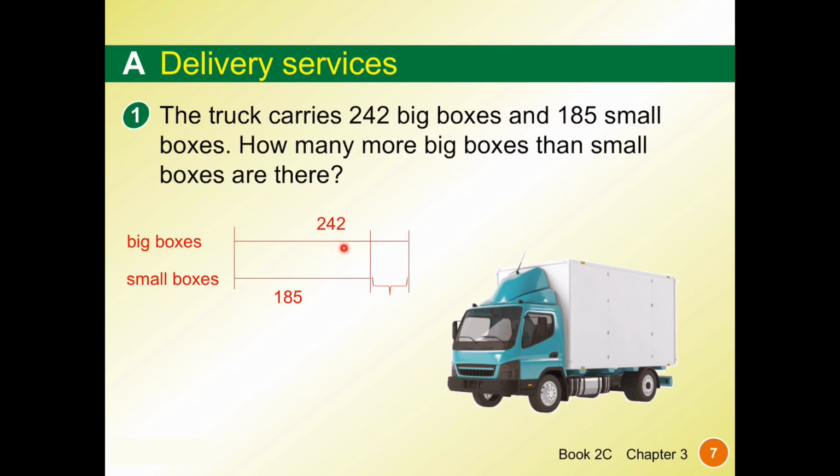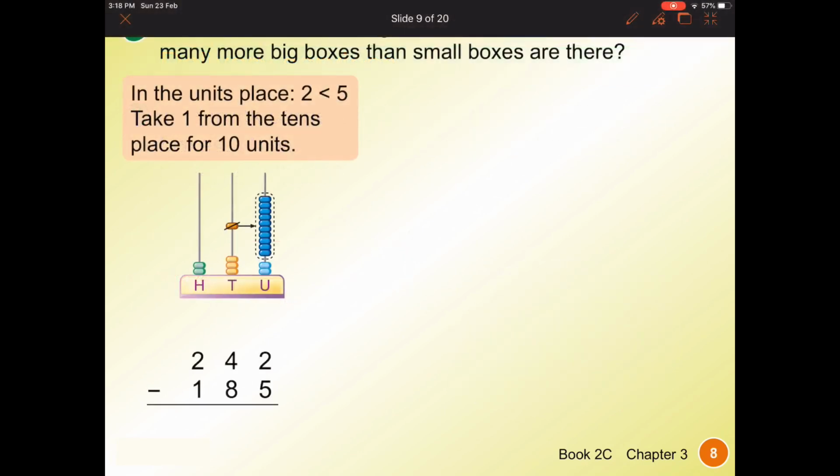So we have 242 big boxes and 185 small boxes. We would like to know how many more big boxes we have than small boxes. Let's work with the units place first. 2 is smaller than 5. So we'll have to take 1 from the tens place for 10 units.